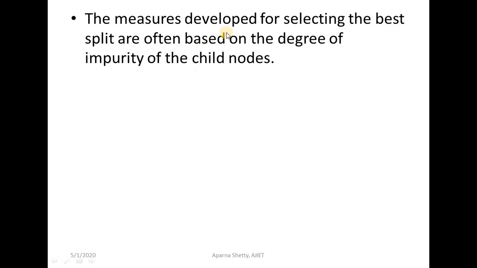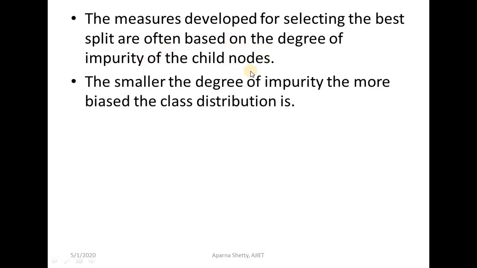Now the measures developed for selecting the best split are often based on the degree of impurity of the child nodes. The smaller the degree of impurity, the more biased the class distribution is. So if the degree of impurity is small in the child node, then the class distribution is more biased.